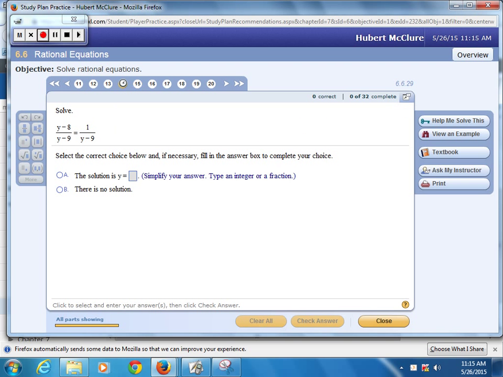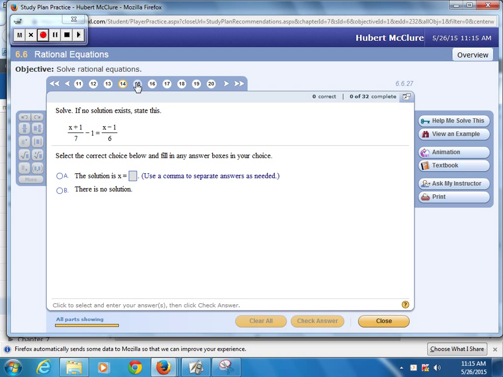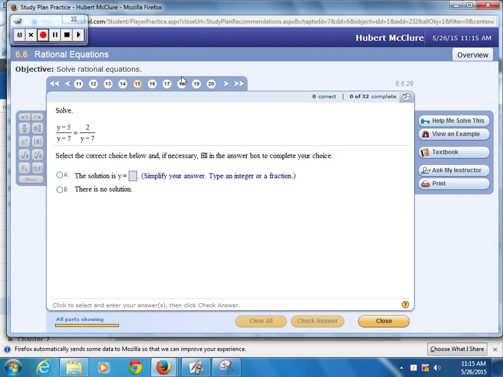A lot of people say, well, Hubert, why don't you just cross multiply? Why don't you just say y minus 5 times y minus 7 equals 2 times y minus 7? Well, I could do that, and then I could teach y'all two rules: cross multiplication and multiply through by the denominator. Or I could just teach you one rule, and you don't have to worry about two rules. Now, what's best? One rule.